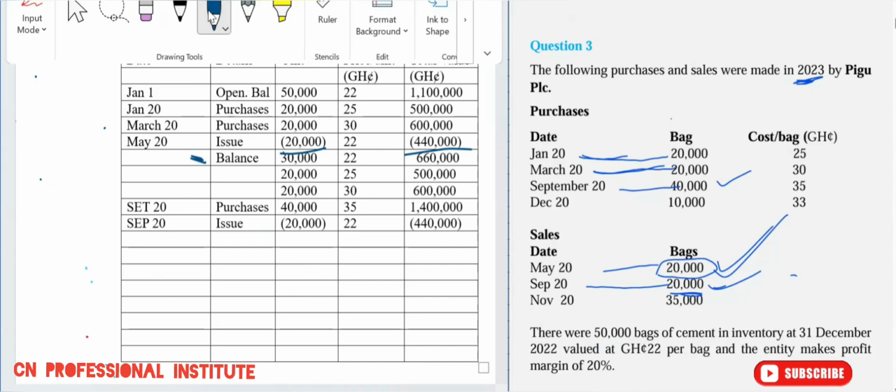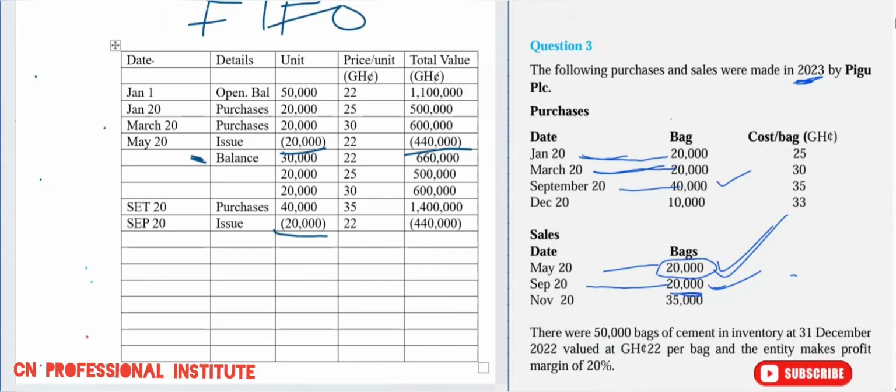So again, let's try our knowledge. After this, let's still get the balance. What will be the balances left? We are going to have 10,000 at 22, because out of this 30,000, we sold the 20,000, so we are going to have 10 at 22, which gives us 220,000.